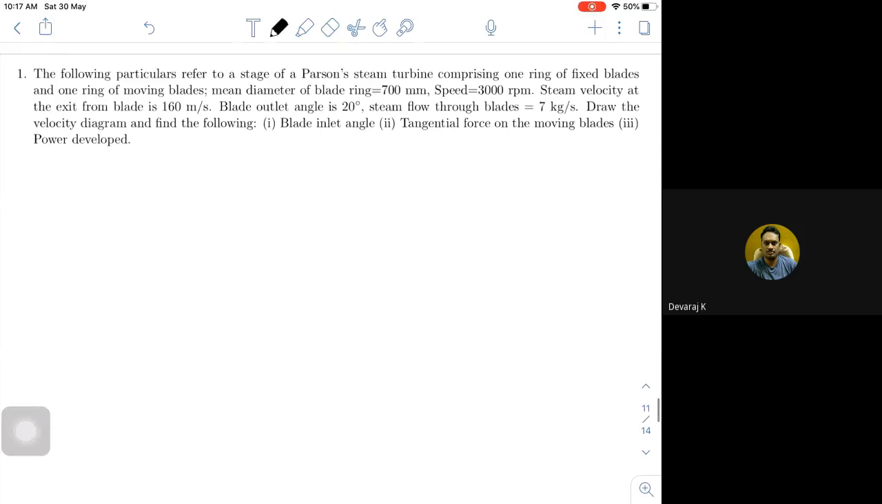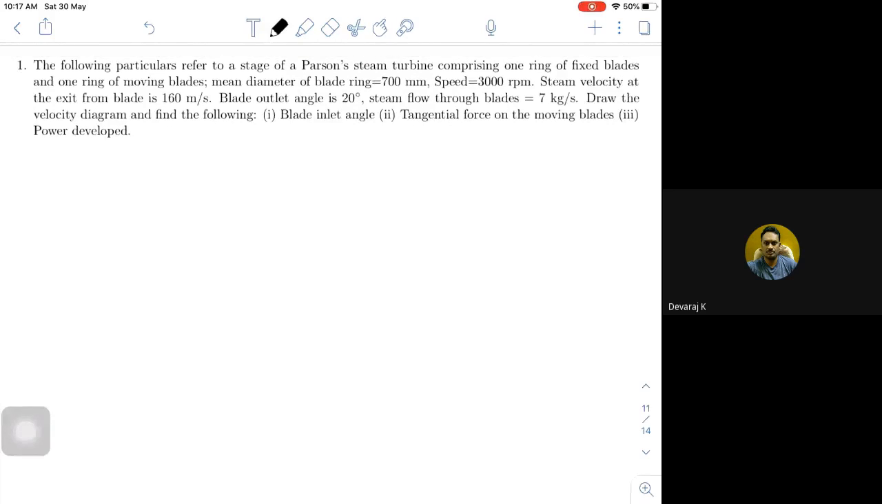The following particulars refer to a stage of a Parsons steam turbine comprising one ring of fixed blades and one ring of moving blades. The mean diameter of the blade ring is 700 mm. The speed is 3000 rpm. The steam velocity at the exit from the blade is 160 meters per second. Blade outlet angle is 20 degrees. Steam flow through the blade is 7 kg per second.